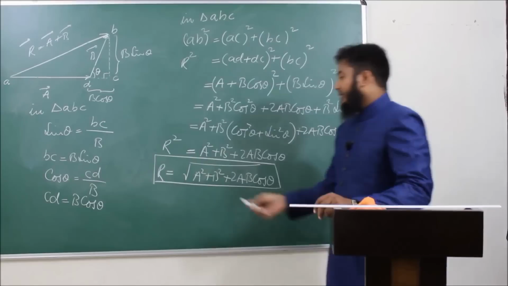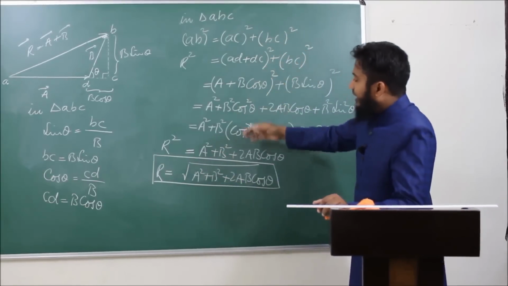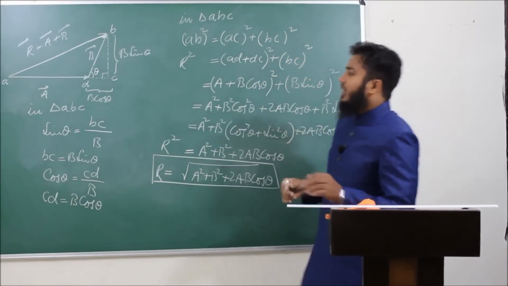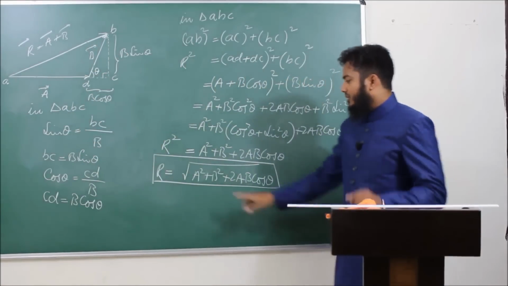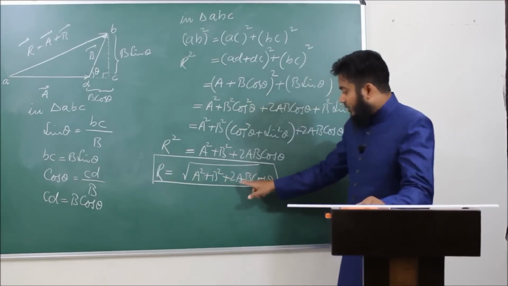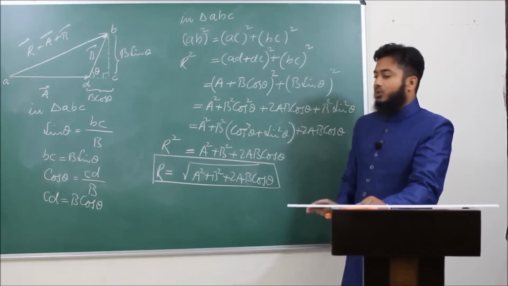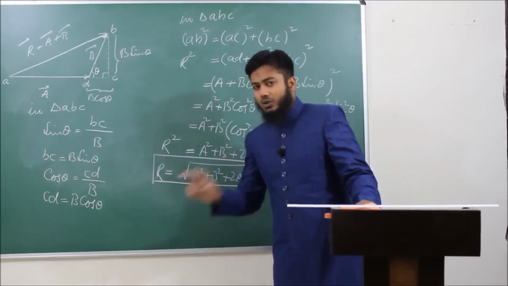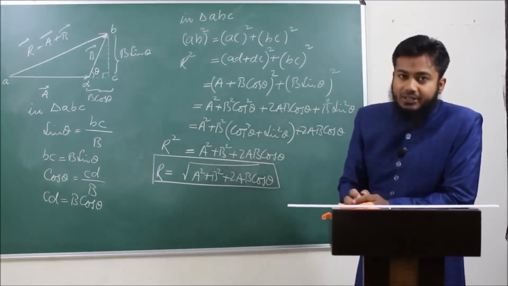And remember here, जहाँ पर भी a, capital A and capital B हमने use किया है, वो सब क्या है? Length of the sides, that is magnitude. So this is magnitude of vector A, magnitude of vector B, and this angle is the angle between the two vectors. And this is the magnitude of the resultant vector. So this formula will give you only the magnitude of the resultant vector.